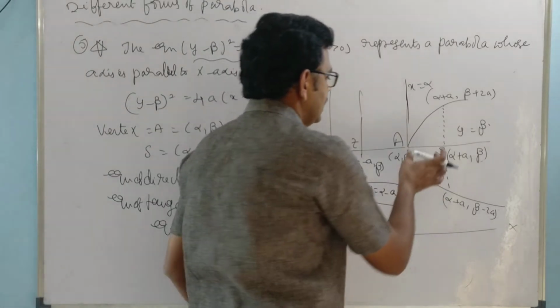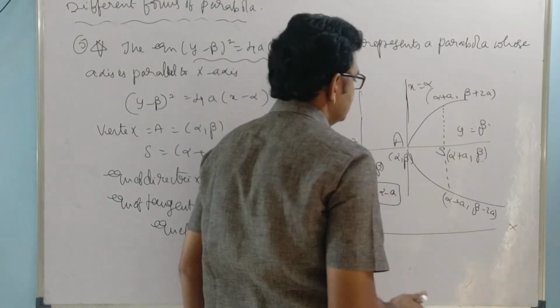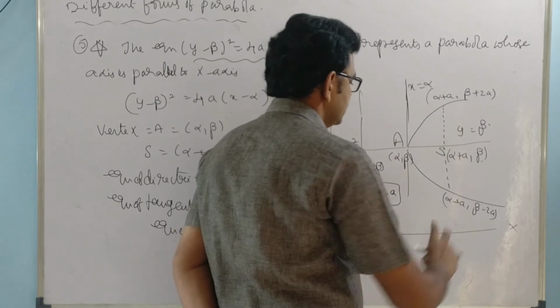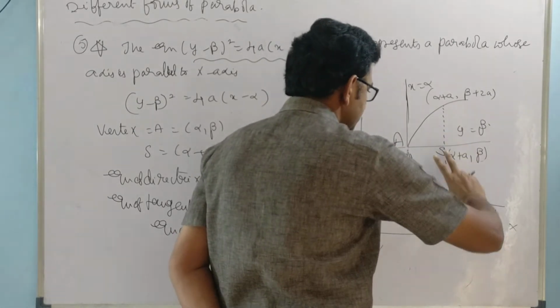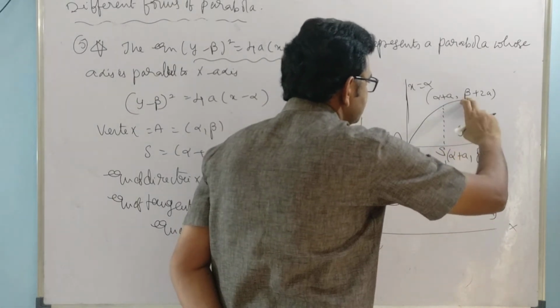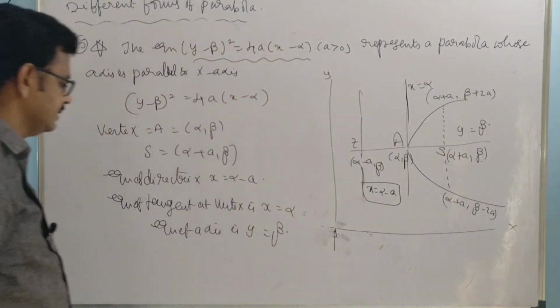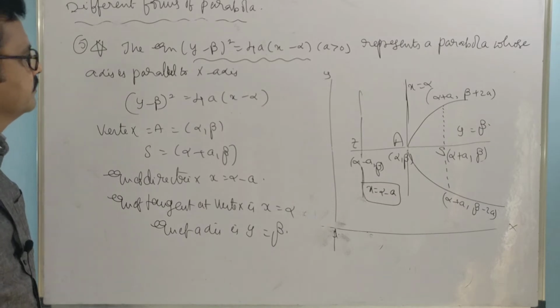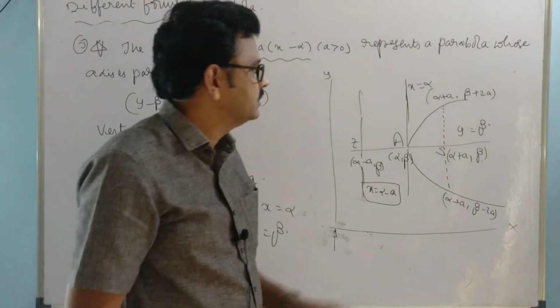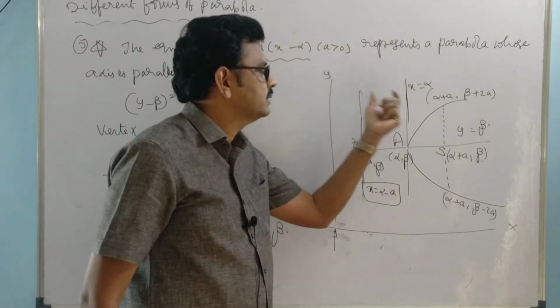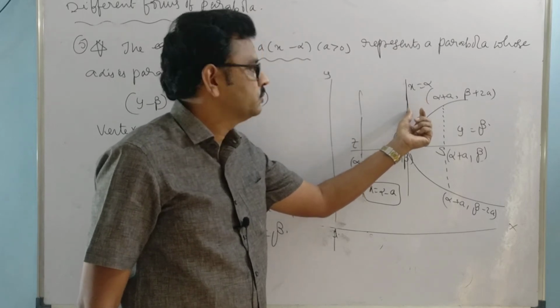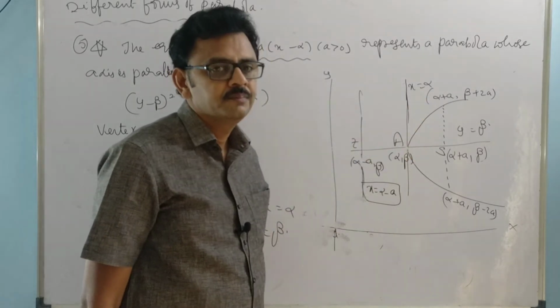So this is alpha plus A. This is also alpha plus A. So here this is beta, and this is beta plus 2A, and this is beta minus 2A, the endpoints of latus rectum. So this is a very, very important one. We have so many problems based on this.